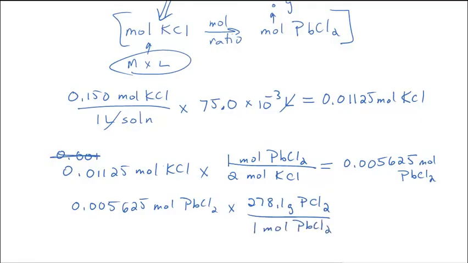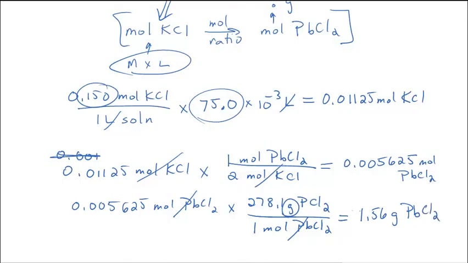All right, I forgot to cancel my units above, but as you notice in the first calculation, moles of KCl cancel. We set up the second one, so moles of lead 2 chloride cancel, leaving us grams. And we end up with, and we really only had 3 sig figs to start, 0.150 and 75.0 milliliters. So now I'm going to round to 3 significant figures at the end. 1.56 grams PbCl2. All right, so there we go.